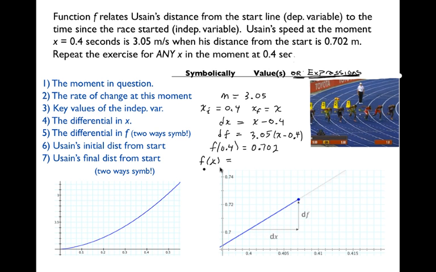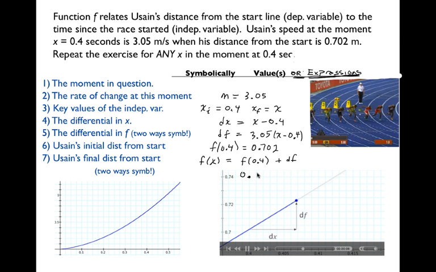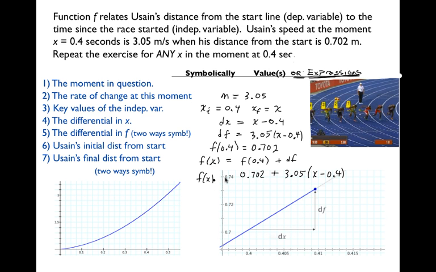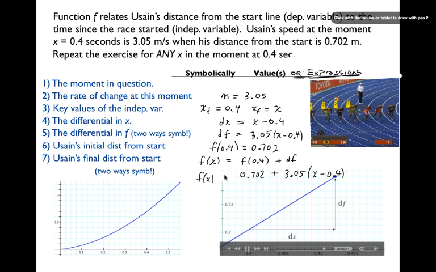what is the final value of the distance? Initial, so we could write f of 0.4 plus the differential, and so our expression is 0.702 plus 3.05 times x minus 0.4. So for this moment, we can define the function as this: 0.702 plus 3.05 times (x minus 0.4).